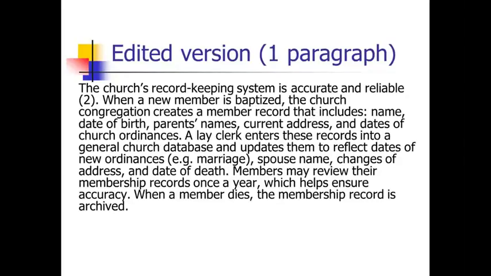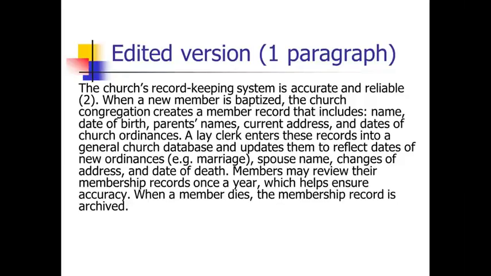When a new member is baptized, the church congregation creates a member record that includes, notice these with a colon, name, date of birth, parents' names, current address, and dates of church ordinances. Now, it's important that it's a lay clerk who does all this, but we don't need to keep repeating the term lay clerk. So we say a lay clerk enters these records into the general church database and updates them to reflect dates of new ordinances. That can all be in one sentence.